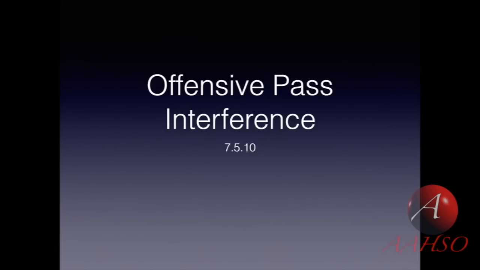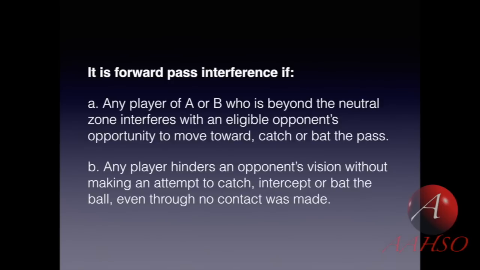We start this week's training video off with offensive pass interference. Those rules are contained in 7.5.10. It is forward pass interference if any player of Team A or Team B who's beyond the neutral zone, a pretty important element right there, interferes with an eligible opponent's opportunity to move forward, catch, or bat the pass. In Section B, it says any player hinders an opponent's vision without making an attempt to catch, intercept, or bat the ball, even though there is no contact.